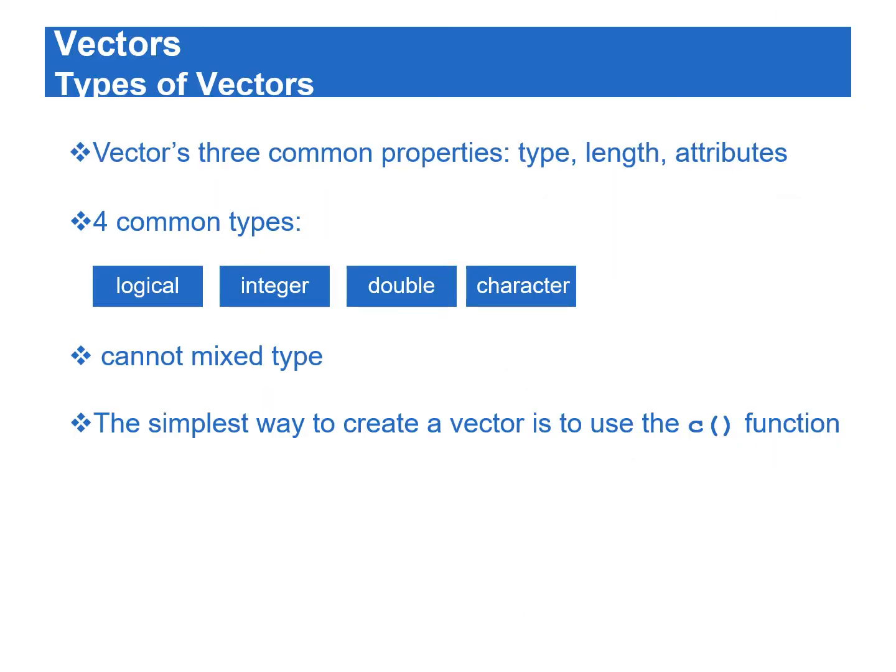The common properties for vectors are type, length, and vector attributes. We can store 4 common data types into a vector, including integer, double, logical, or character. Among these 4 types, the integer type is less commonly used, because we store numeric values into a vector as double most of the time. In the last video, we learned a simple way to create a vector by using the C function. In this video, we will learn other methods of creating vectors.